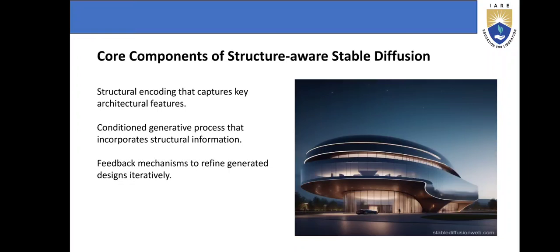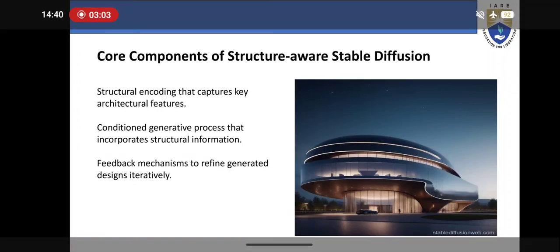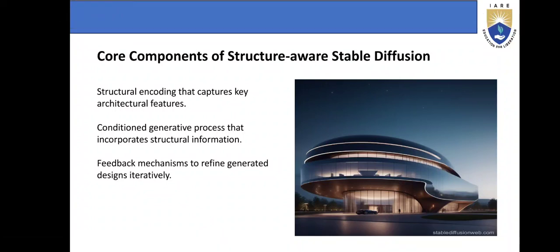Core components of structure-aware stable diffusion. Structural encoding that captures key architectural features. Conditions on the generative process that incorporate structural information. Feedback mechanisms to refine generated designs iteratively.